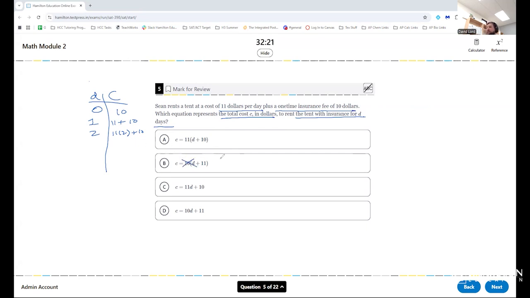So it's not 10 times the number of days, it should be 11. And then we can think about what if we plug in 1 for D, which one makes the most sense? Well, if I plug in 1 for D here, I would get cost is equal to 11 plus 10, which matches my model. So the answer is C.